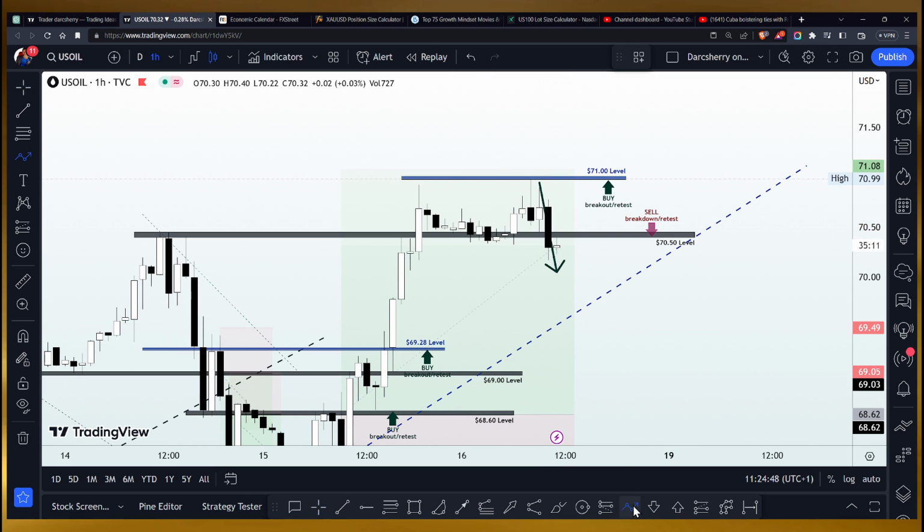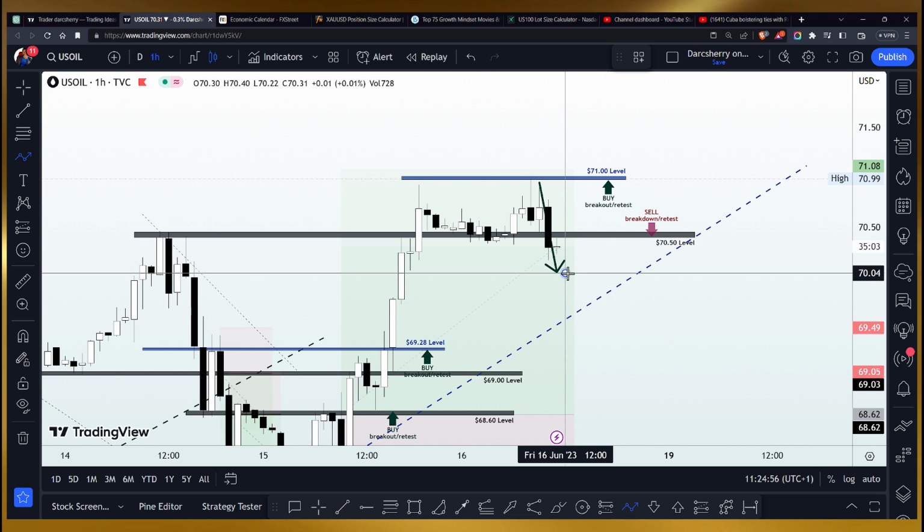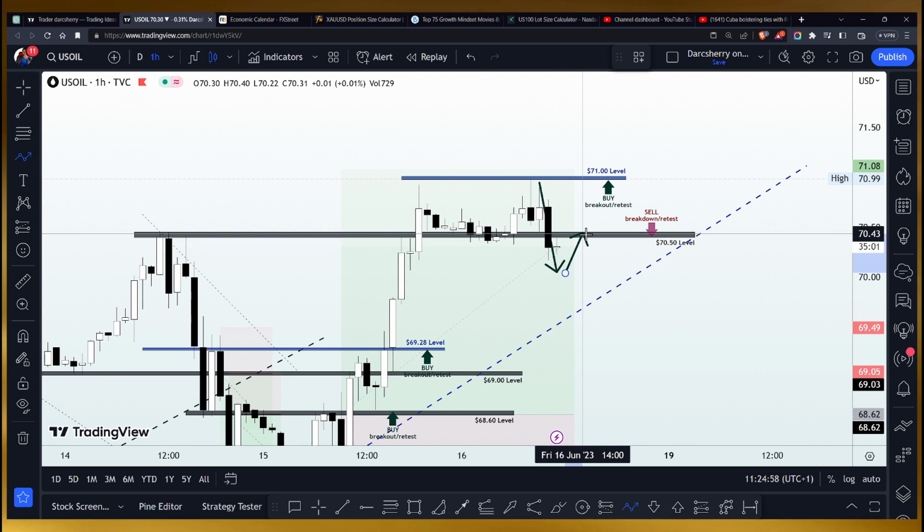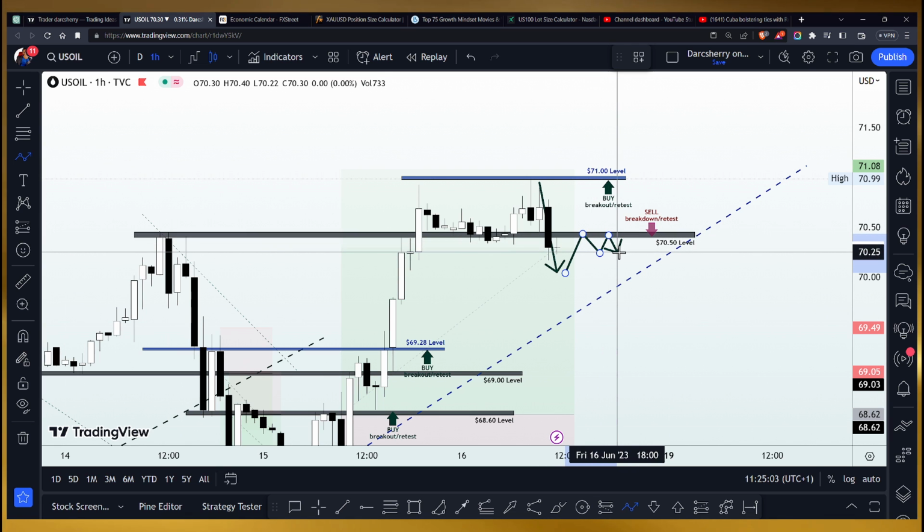So as soon as we have a breakdown, which has already happened at this point, we want to scale down into a much lower time frame, where we want to see continued selling pressure below the structure, where buyers found it difficult to break back above the $70.50 level. Then at this point, we want to start considering selling the US oil spot for today.